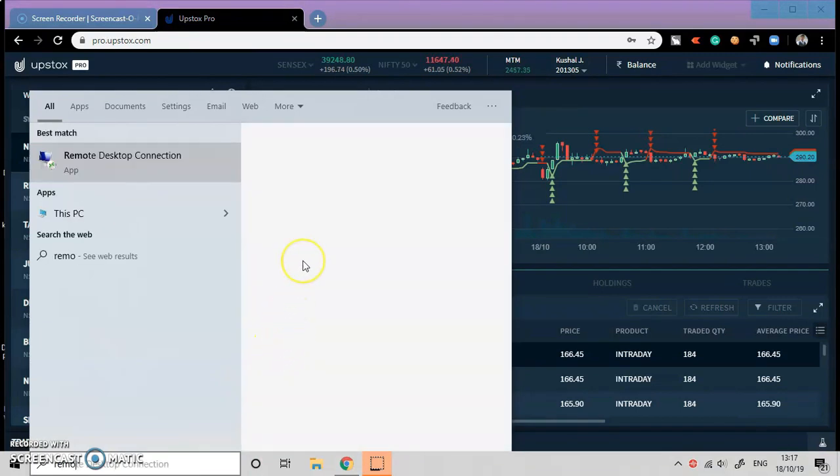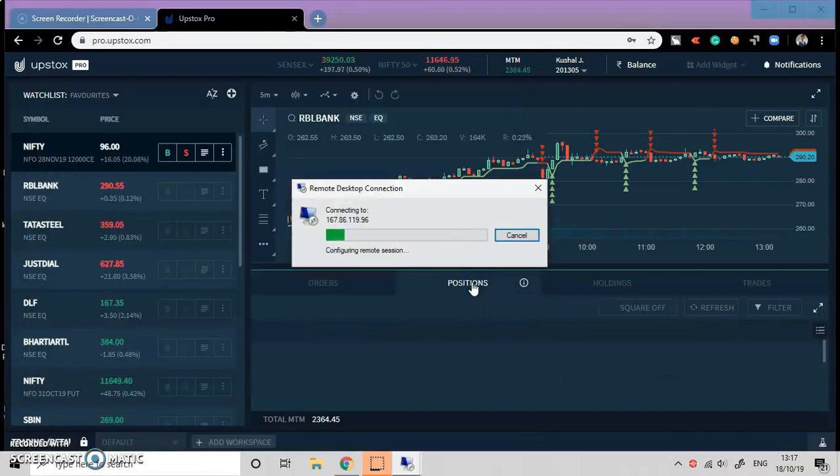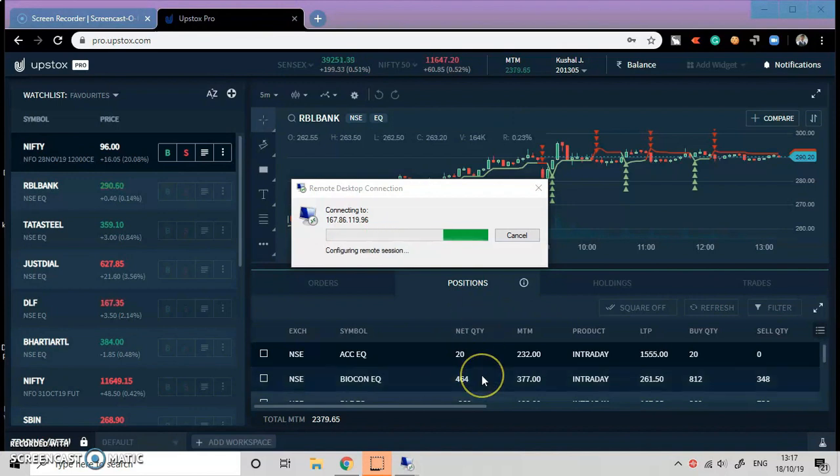So I'll quickly go back to my cloud. I can individually square off from here itself, or I can go to the cloud and stop trading. So right now I prefer to go to my VPS or the cloud where my entire algo trading setup is, and from there I will square off my positions.